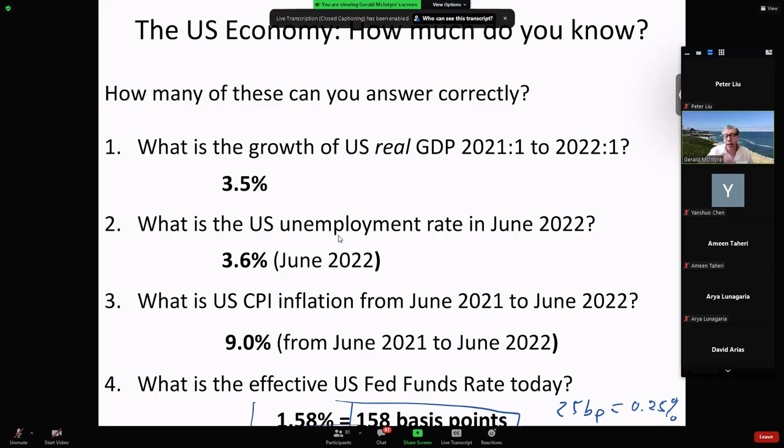The federal funds rate has increased recently. And this is the highest it's been for most of the last decade. Right. Let's take a look at some of these.